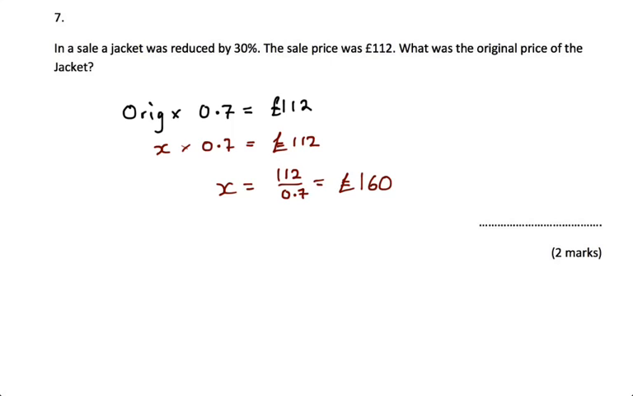Now what some people did was they did 112 times by 1.3. I don't think I could have stressed in lessons how wrong that is. You had to do 112 divided by 0.7 to get the correct answer.